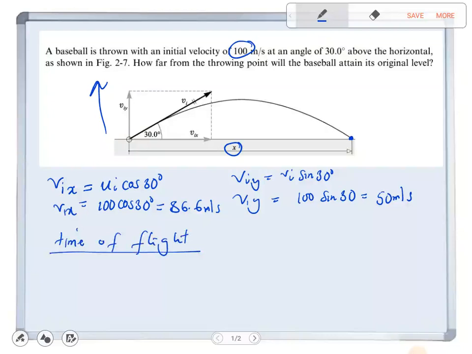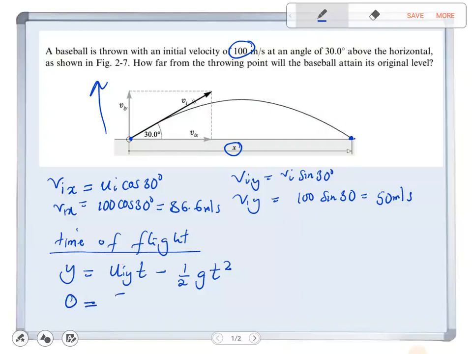The time of flight is given by the equation of motion with acceleration due to gravity. We say y is equal to velocity in the y times t, minus half acceleration times time squared, remembering that it's going up. It went up, then again it came down. That means the displacement is 0. So this is 0.